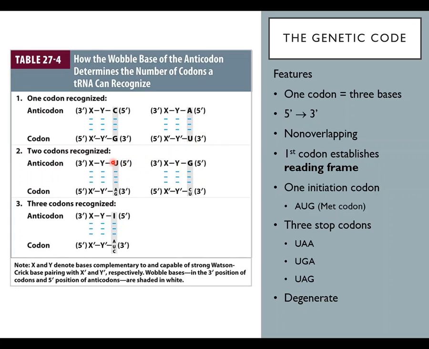U at the 5' end of the anticodon can hydrogen bond with either A or G, so there's some wobble there. A G in the 5' position of the anticodon can hydrogen bond with C or U, so it has some wobble as well. And again, inosinate is the modified purine that is found in tRNAs, and it's the least picky of all, so it will bind to A, U, or C. So that's the reason why the code is degenerate.